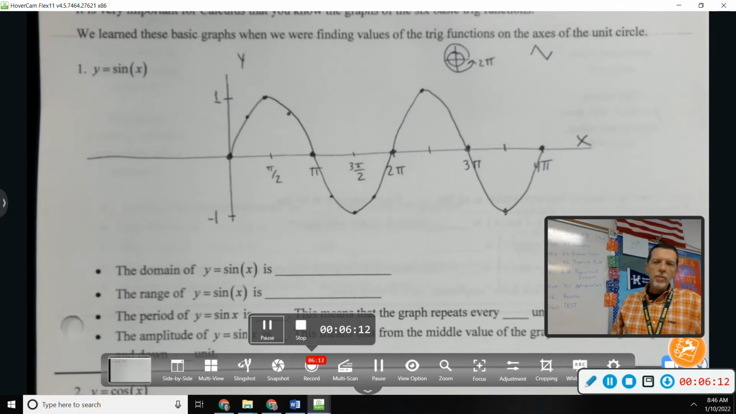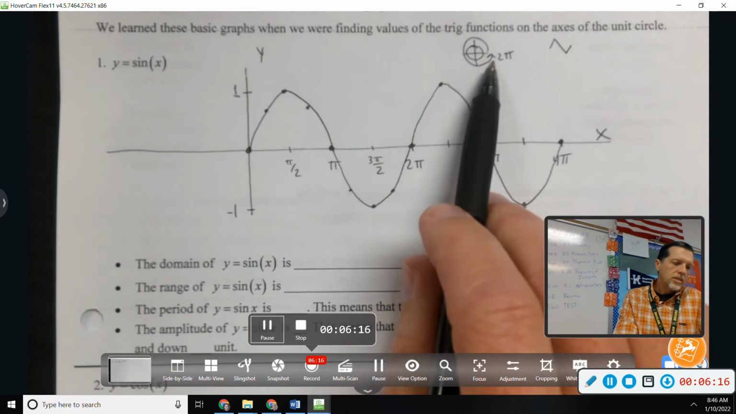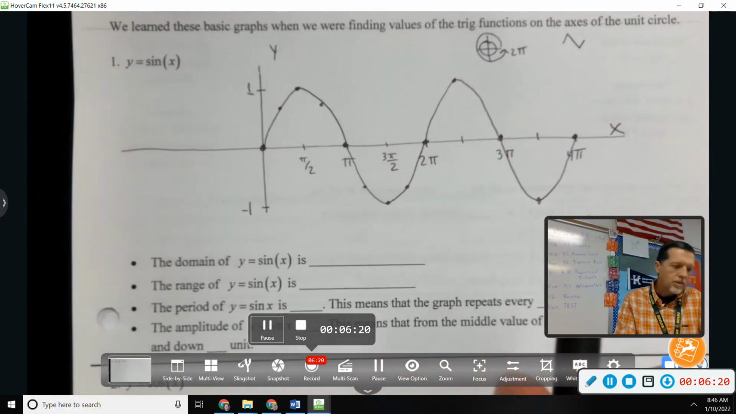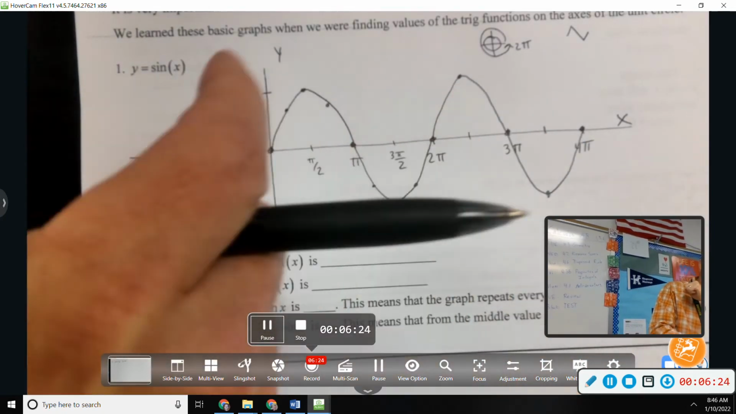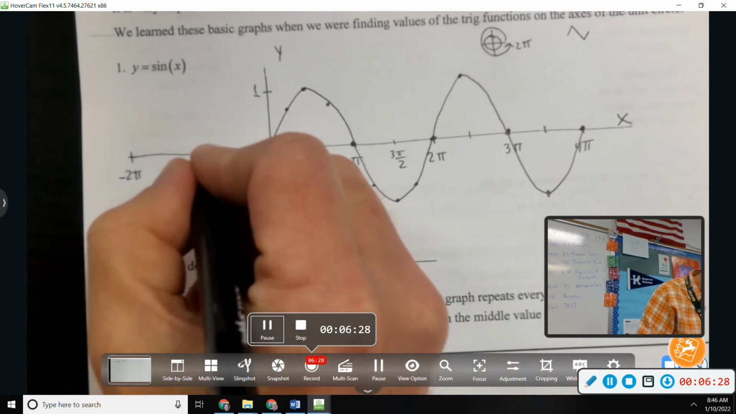What would happen if we go backwards? Like thinking about the unit circle. I'm just going to do the same exact thing. It's going to do the same thing. So again, I'm going to sort of mentally copy 0 to 2 pi and back it up over here to negative 2 pi.